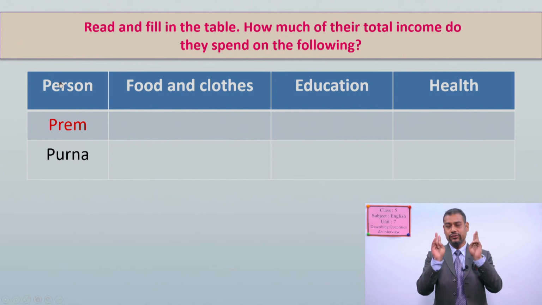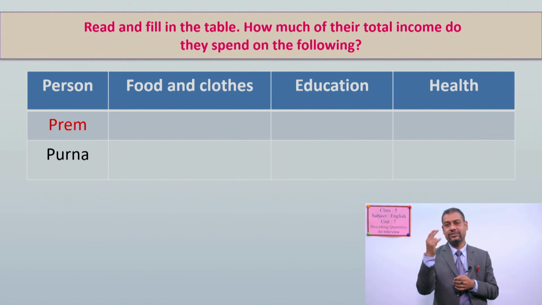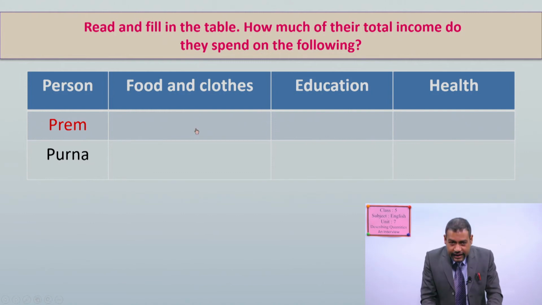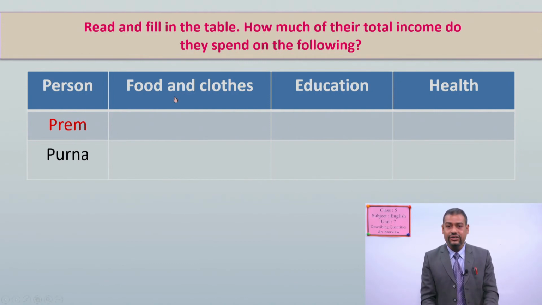See, there are two persons. Actually, there are three persons in the interview, but Lakshmi asks and two men answer. So they are Prem and Puna. Now you have to find out how much of his income Prem spends on food and clothes, how much he spends on education, how much he spends on health. You have to find out. Likewise, Purna, how much he spends on food and clothes, how much he spends on education, how much he spends on health. You have to find out. Okay, let's start doing.